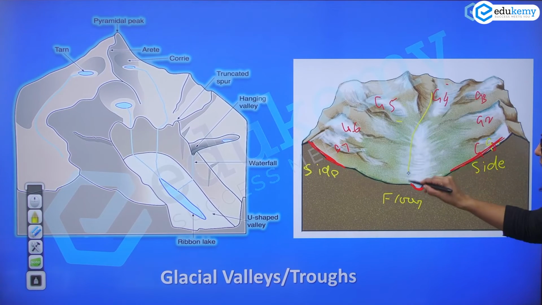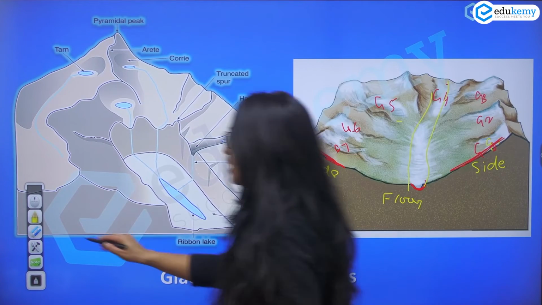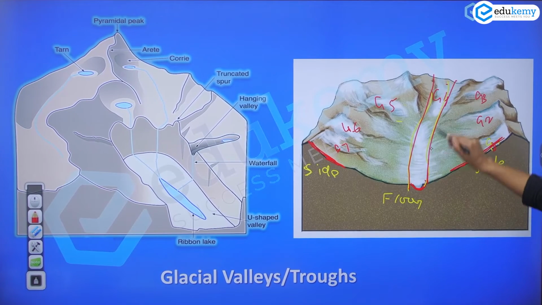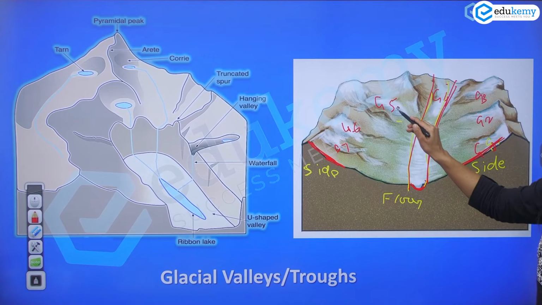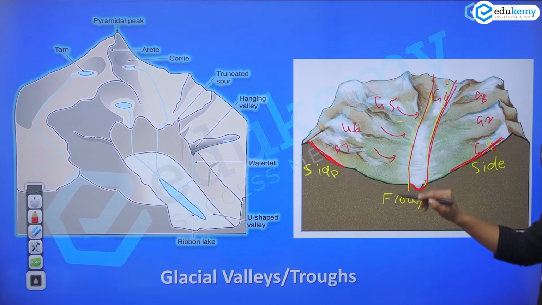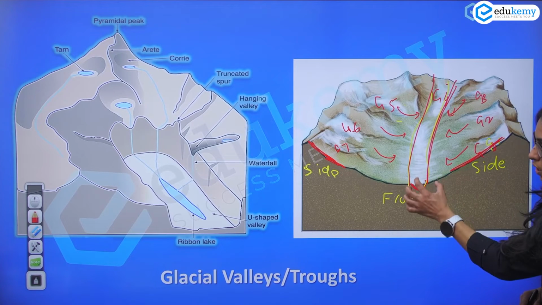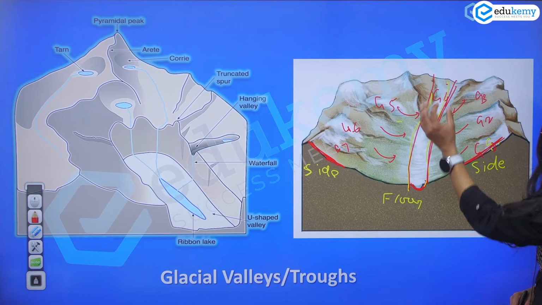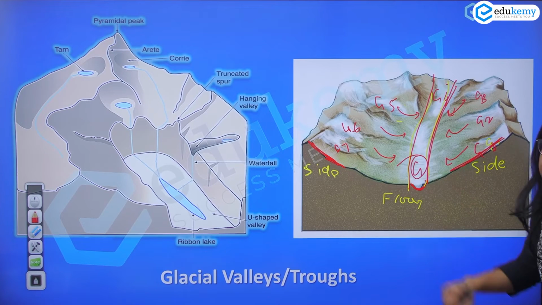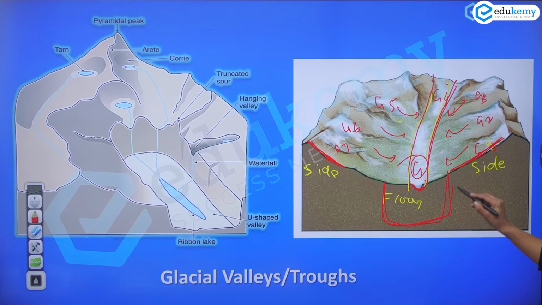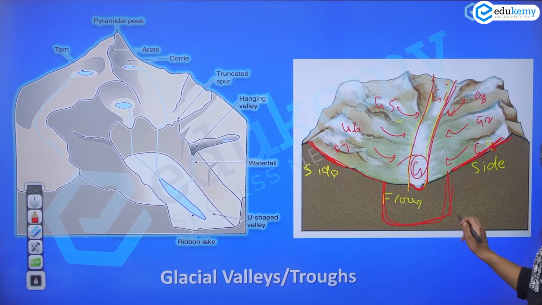But this glacier which is coming, the main glacier, is fed by this ice, this ice and this ice. Now what will happen? Because they would be fed by various ice, there will be more weight on this main glacier. Because this main glacier will have more weight, it will erode this portion more, so this A portion will be eroded more.